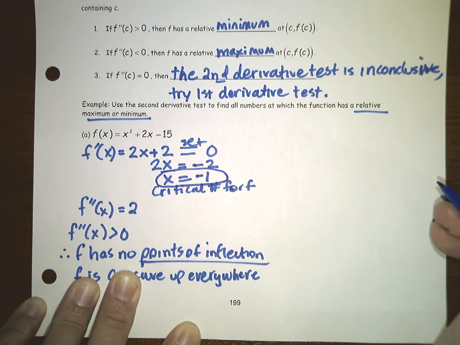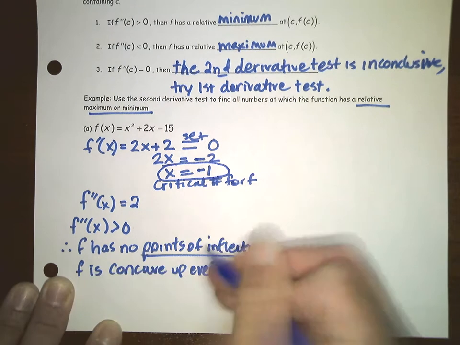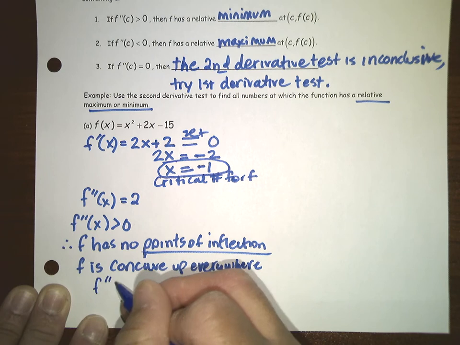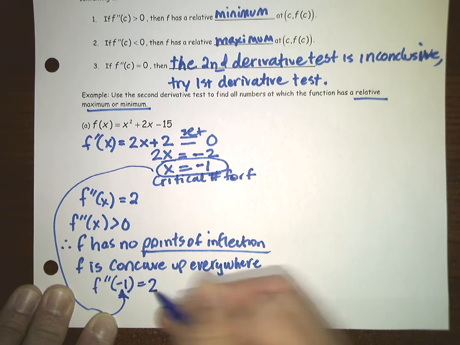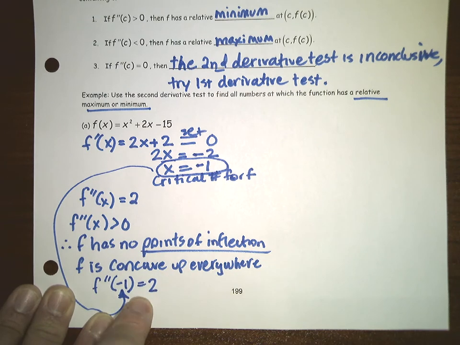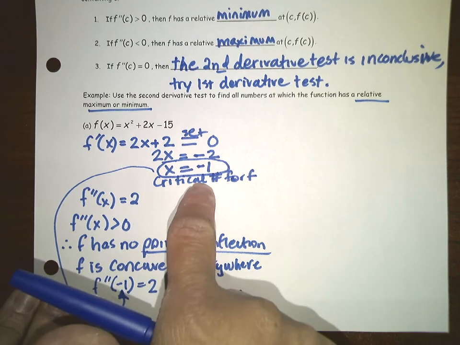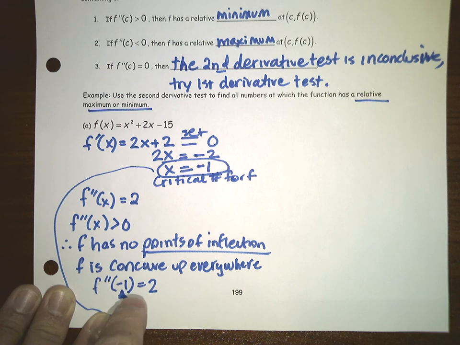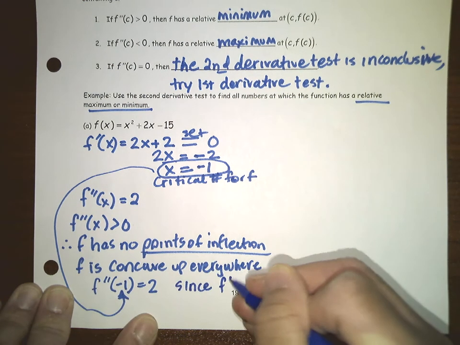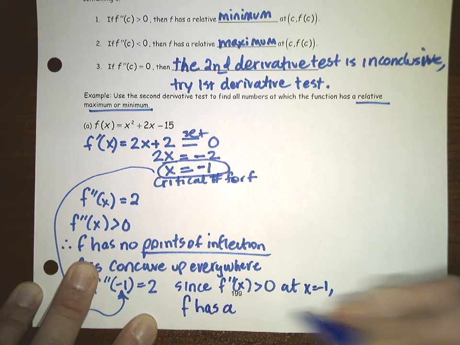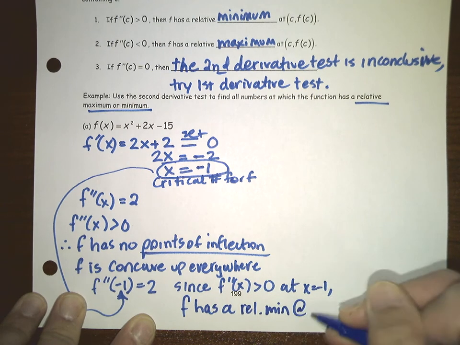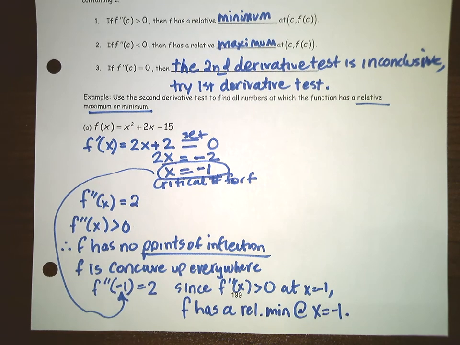I'm going to take this point and substitute it in here, so f double prime of -1. I'm going to take this number, substitute it in here. This is automatically equal to 2, and so that means that since the second derivative was positive at this number, f has a relative minimum at x equals -1. So since the second derivative was positive at x equals -1, that means f has a relative minimum at x equals -1. All right, that's the second derivative test.